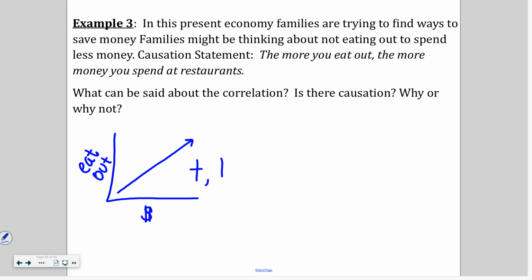So we've already discussed the correlation. Is this a causation? Why or why not? Yes, it is a causation, and it's because eating out causes you to spend more.